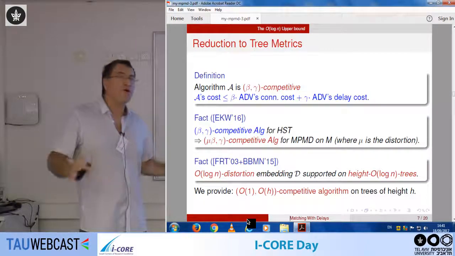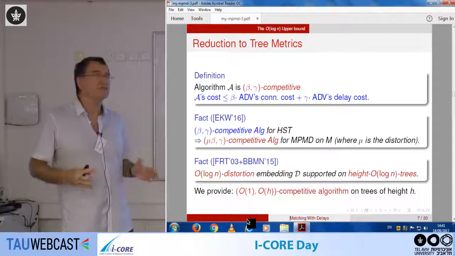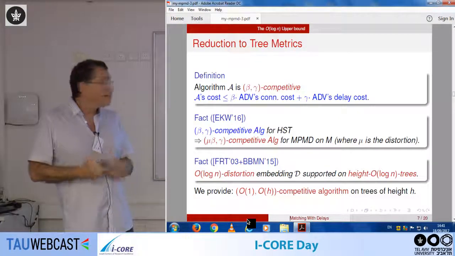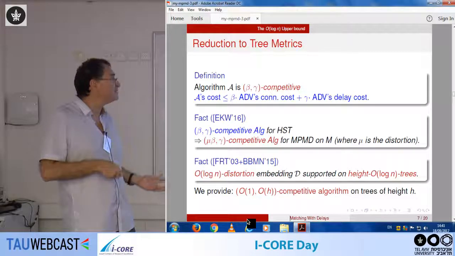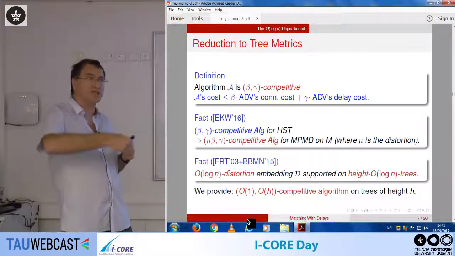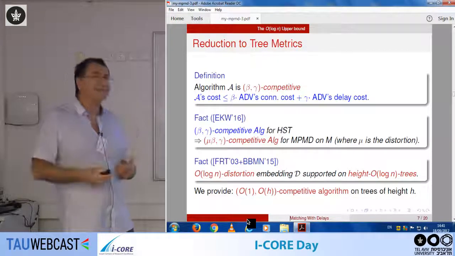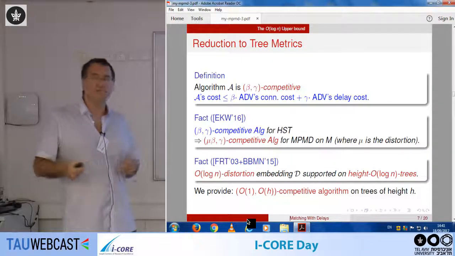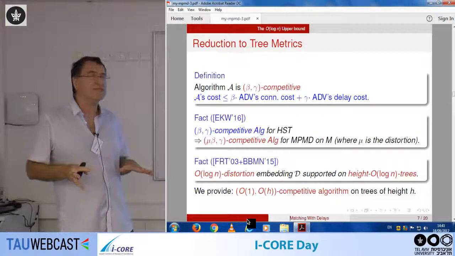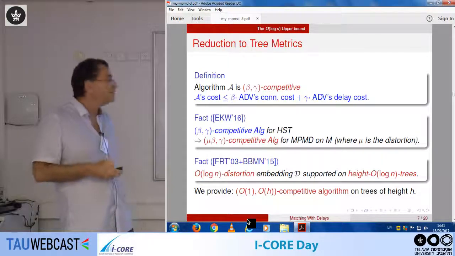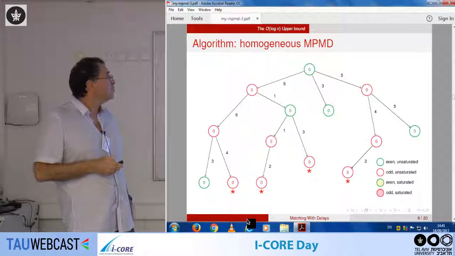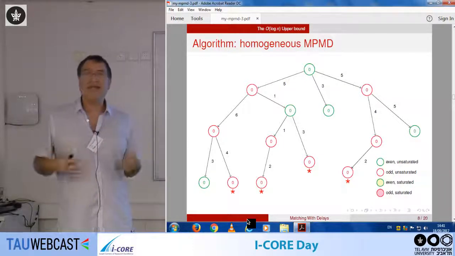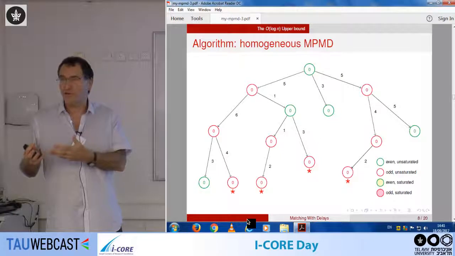So from now on, what I only need to show you is an algorithm for trees which is constant competitive in terms of the connection cost, the distances, and h competitive, where h is the height of the tree, in terms of the delay. So this is what needs to be shown. Okay? So now I'm going to describe the algorithm by picture, and then I'll show it formally.